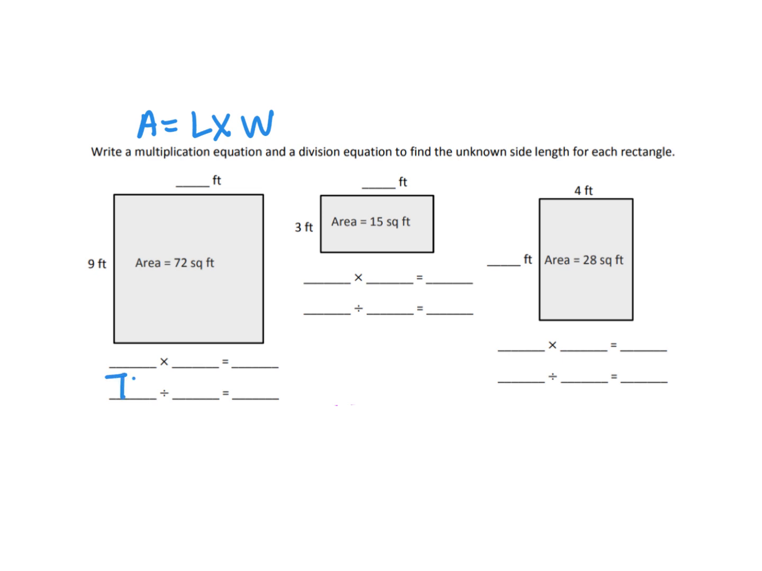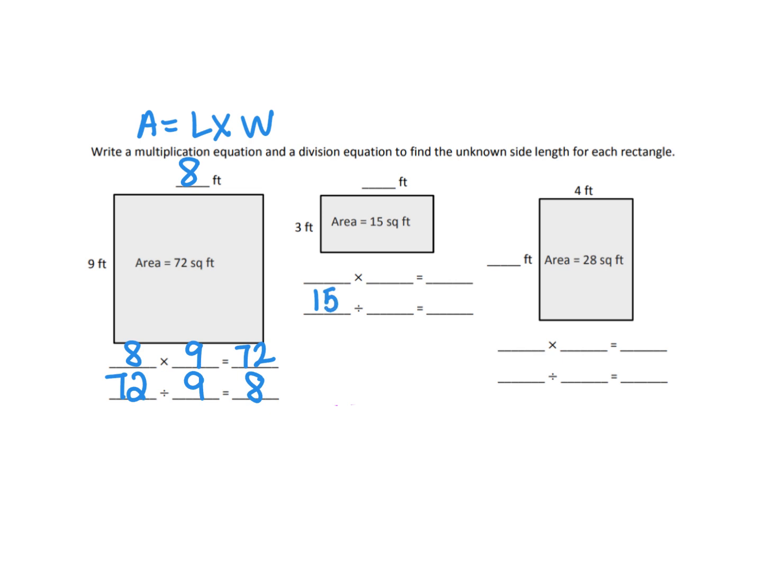It'll be 72 divided by 9 equals 8. So now we know that the missing side is 8 feet, making it easy to go back and make our multiplication equation of 8 times 9 equals 72. For the next example, we know that the area is 15 square feet. So we'll start with the division question again.